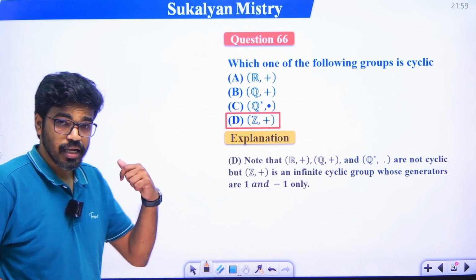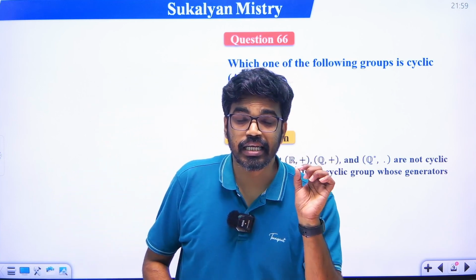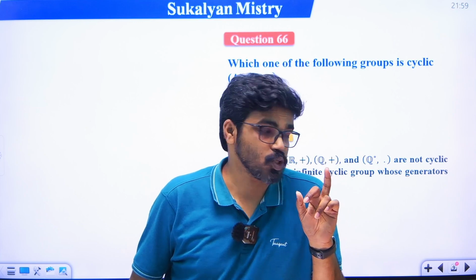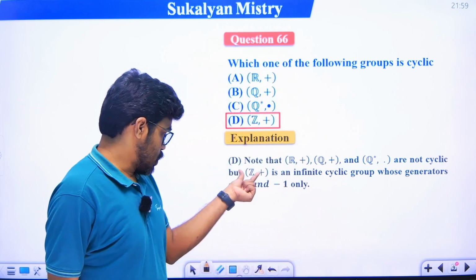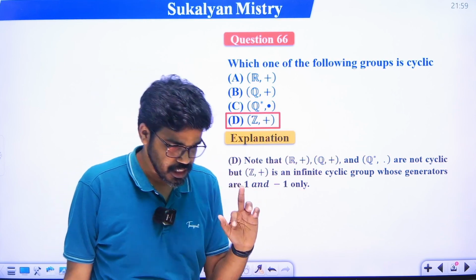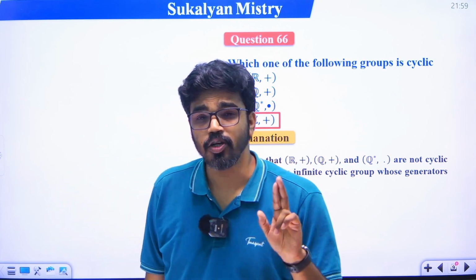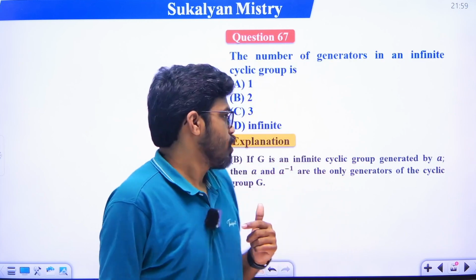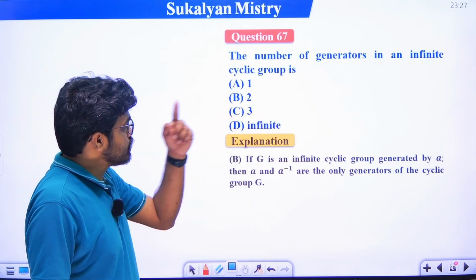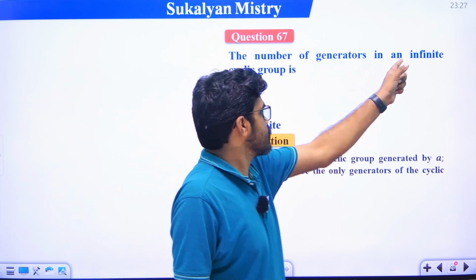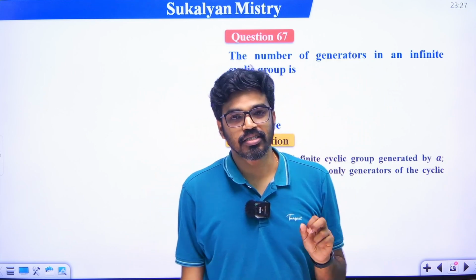Okay, it should be noted that Z is an infinite cyclic group with two generators, 1 and -1. Z comma plus is an infinite cyclic group whose generators are 1 and -1. Any cyclic group has two generators, a and a inverse, okay? So next question, the number of generators in an infinite cyclic group. The number of generators in an infinite cyclic group is 2.